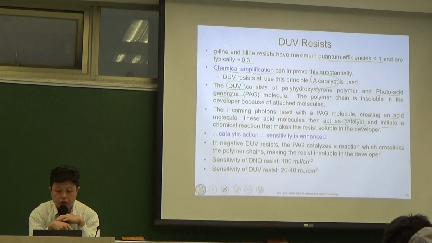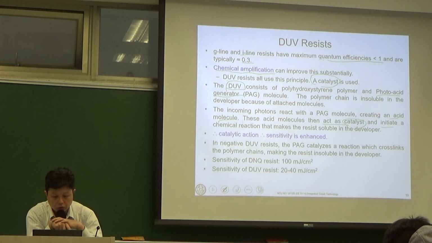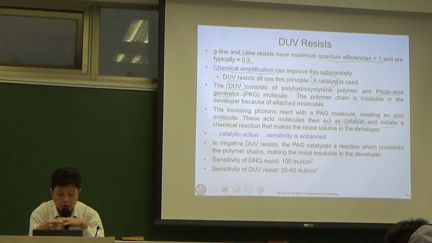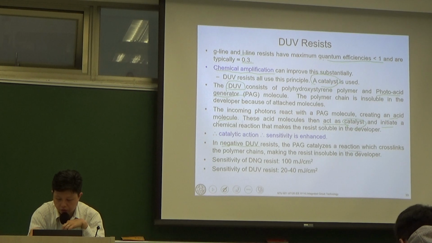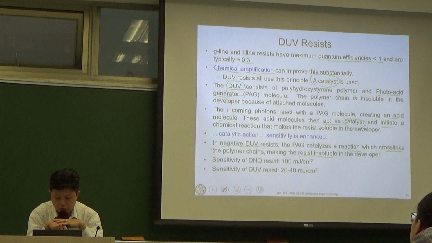So in that case, you can increase the efficiency in your DUV resist due to this kind of chemical amplification process. Okay, so for the negative DUV resist, the PAG can catalyze a reaction which cross-links the polymer chain and make it insoluble in the developer.